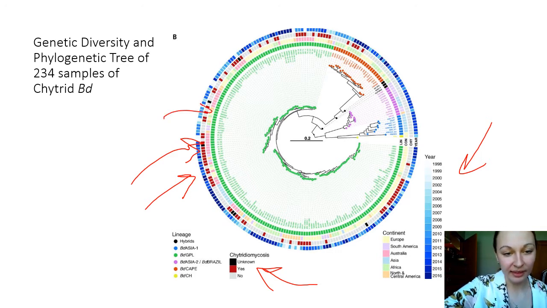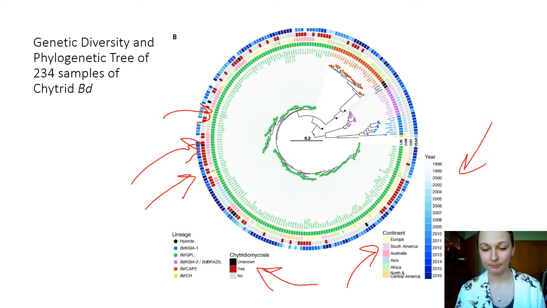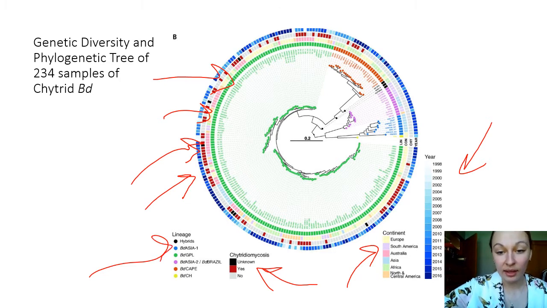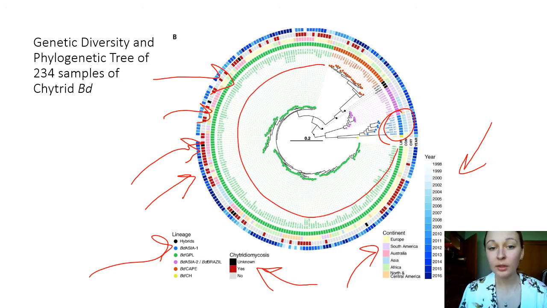The innermost ring to that rainbow colored one coincides with the continent. This was a global collaboration, so there is a wide variety of continents represented here. And then that innermost ring coincides with the lineage of the Chytrid BD fungus. I had said that BD Asia, which is this blue region here, is the ancestor to this green region, BD GPL. So as you can see here, there are the four main lineages. This black area represents some hybrids that they're not 100% sure where they go, or this could be a whole new branch of a lineage.